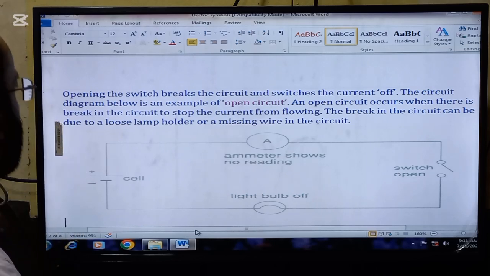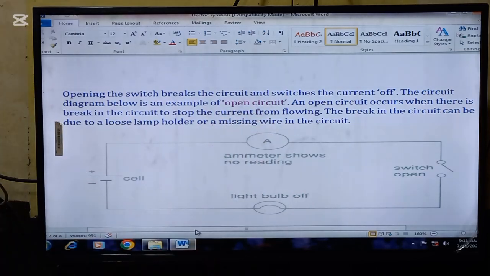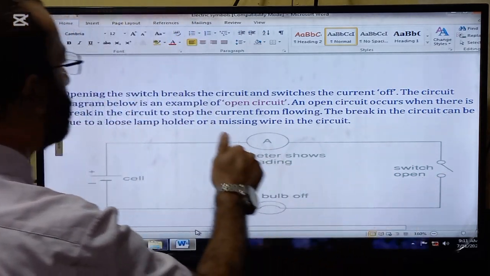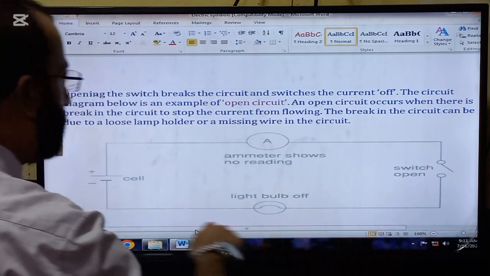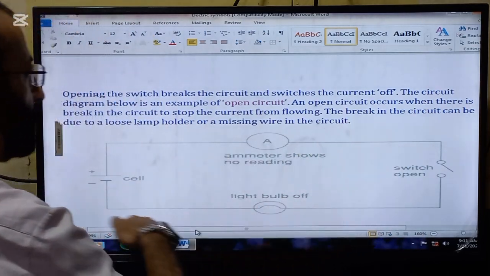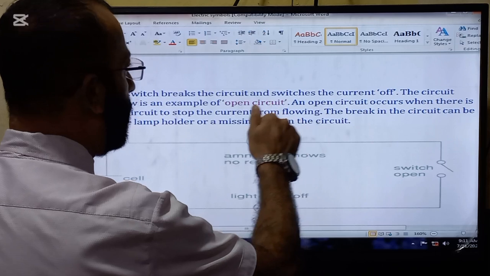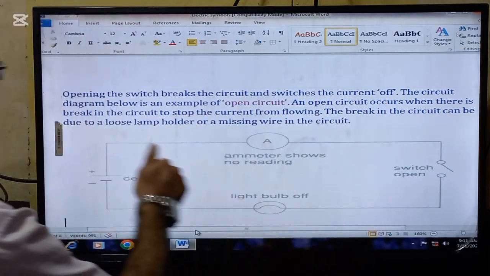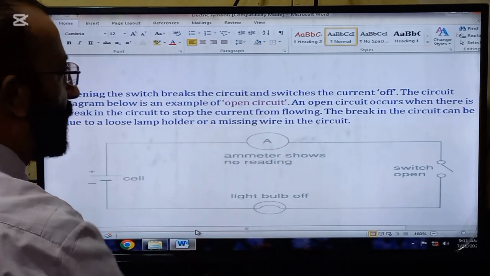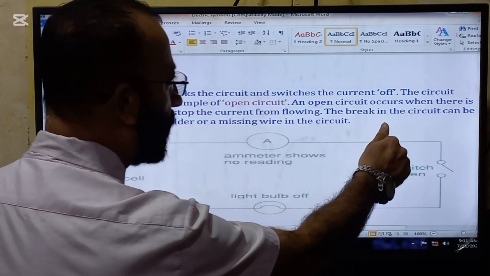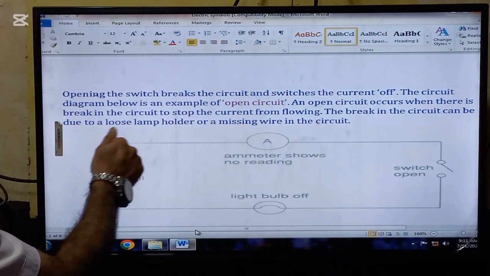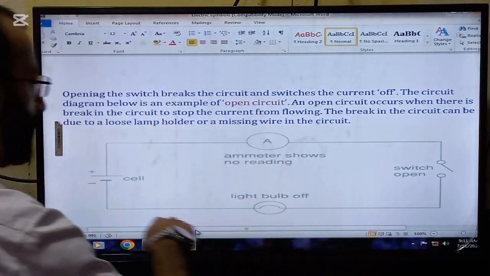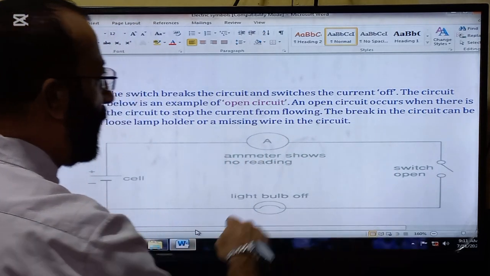The next thing that we are going to read is the open circuit. Opening the switch, look now, switch is opened, breaks the circuit. So circuit is broken now. So charges will not move continuously. It breaks the circuit and switches the current off. The circuit diagram below is an example of the open circuit. An open circuit occurs when there is a break in the circuit that stops the current from flowing. So current is stopped now because circuit is broken.